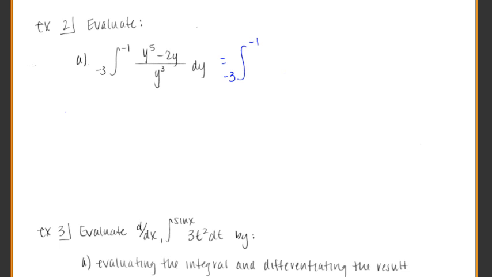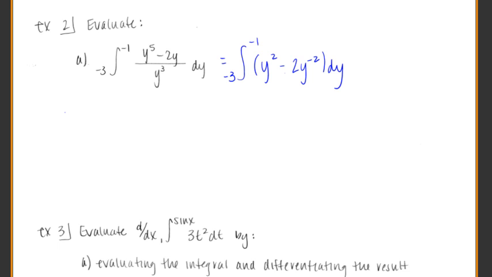Let's go y to the 5th over y cubed, so it'll be y squared minus, we can write that either as 2 over y squared, or we can say 2y to the -2. Put that in parentheses and then dy. Now by writing your function more like this, you can see it going term by term, and we can take the integral that way and find the antiderivative that way.